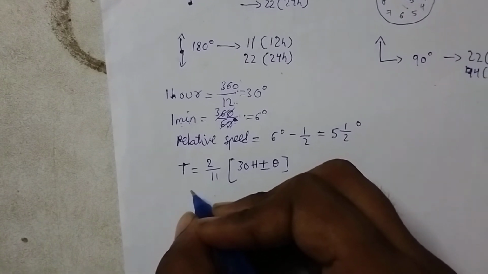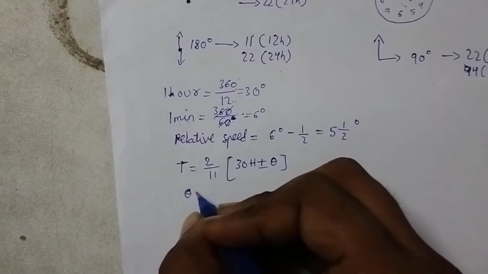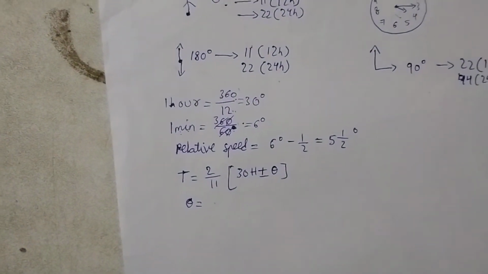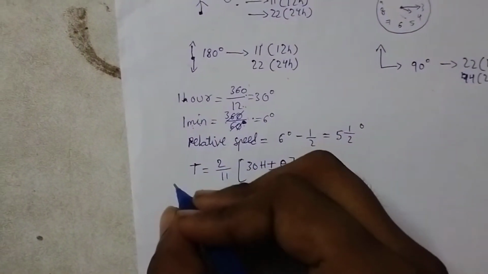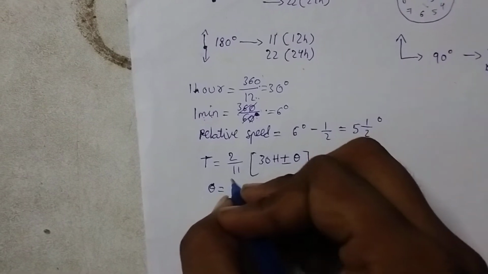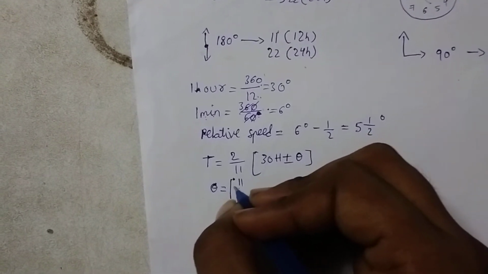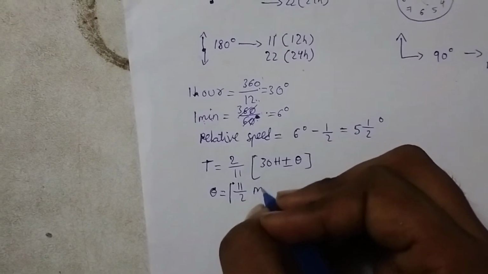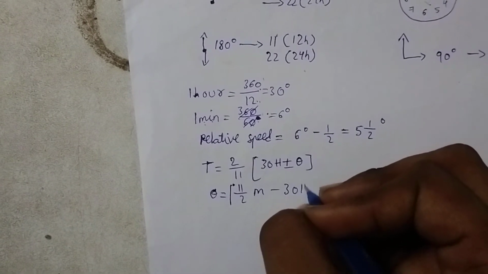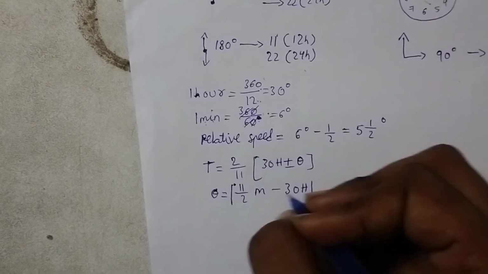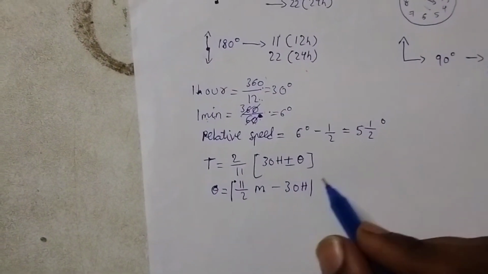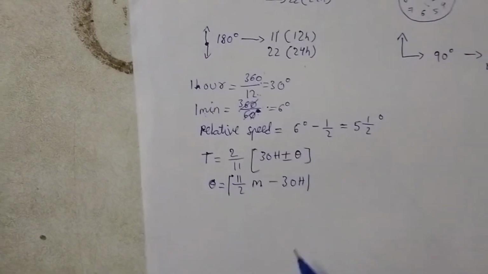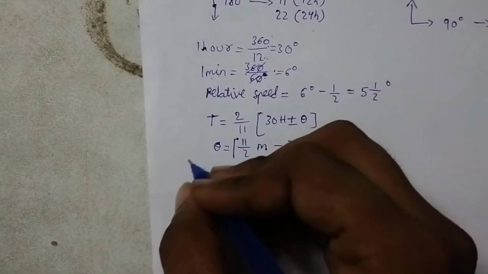Sometimes they also ask what is the angle between the hands when the time is given in the question. In such a case we have to use this formula: 11 by 2 into m minus 30h, where h means hours and m means minutes. We have to substitute the minutes and hours in this when they ask the angle between them.